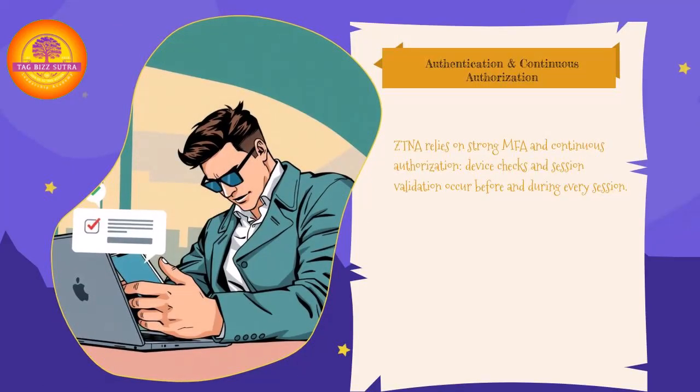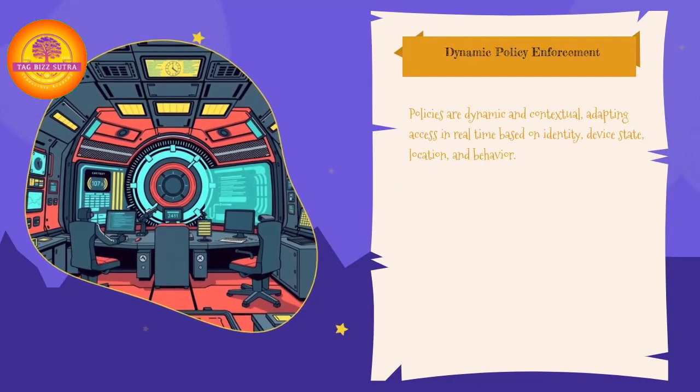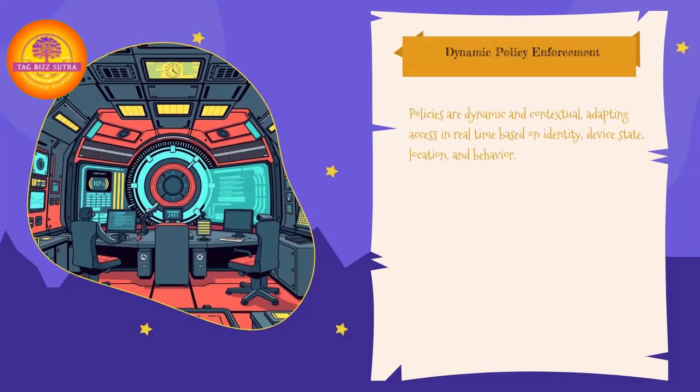Core ZTNA components include strong identity controls, device posture checks, least privilege access, and microsegmentation to limit lateral movement. ZTNA relies on strong MFA and continuous authorization. Device checks and session validation occur before and during every session. Policies are dynamic and contextual, adapting access in real time based on identity, device state, location, and behavior.